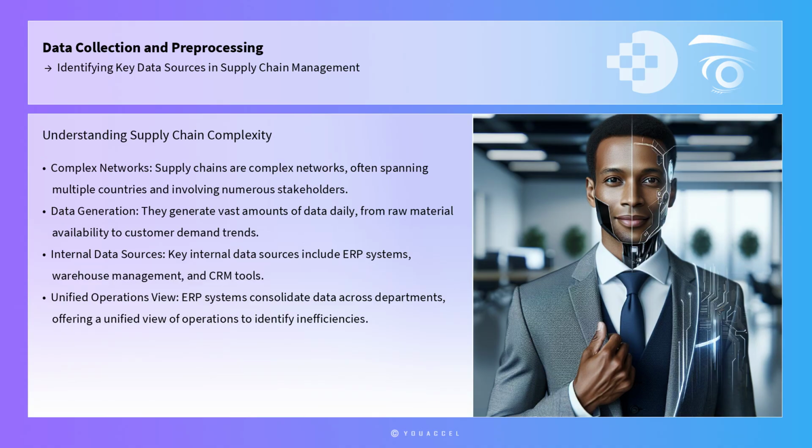Internal sources include enterprise resource planning systems, warehouse management systems, and customer relationship management tools. These systems provide data related to inventory levels, order histories, and customer interactions, which are vital for making informed decisions. For instance, ERP systems consolidate data across various departments, offering a unified view of operations that can be analyzed to identify inefficiencies or bottlenecks.